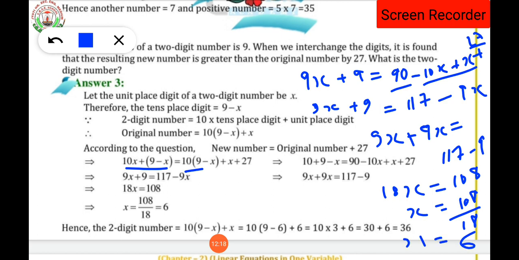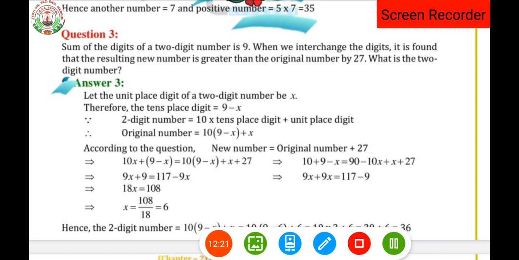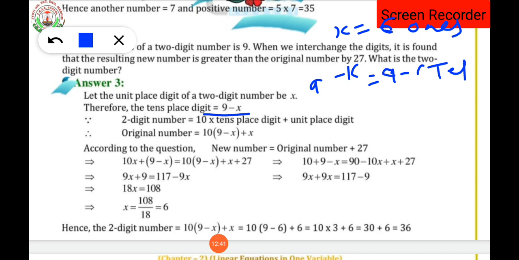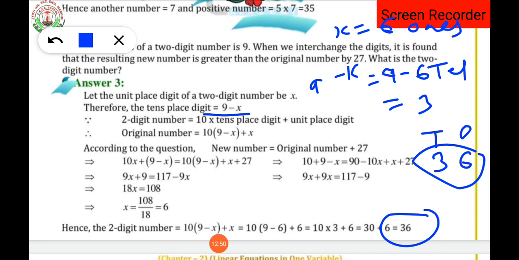Clear? Now after doing this we get the answer as 6. So the ones place value we got. This one is the ones place value. Okay. Now the tens place value. What do we have for the tens place value? That is 9 minus x. So 9 minus 6 will be 3. So the tens place value is 3 and the ones place value is 6. So 36 is the number.